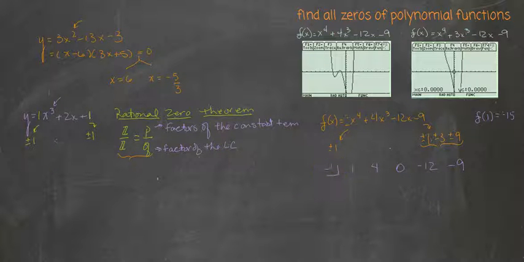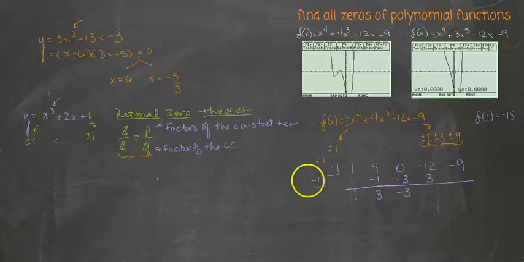Negative 1. Bring down my 1. Negative 1. That means 3. Negative 3 plus 0 is negative 3. Times 1 is a positive 3. Or I should say times negative 1 is a positive 3. Subtract 12 is negative 9. Times negative 1 is a positive 9. Subtract 9 is a 0. So I know now that one of my factors is x plus 1 as a factor. A 0 is negative 1 and a factor is plus 1.